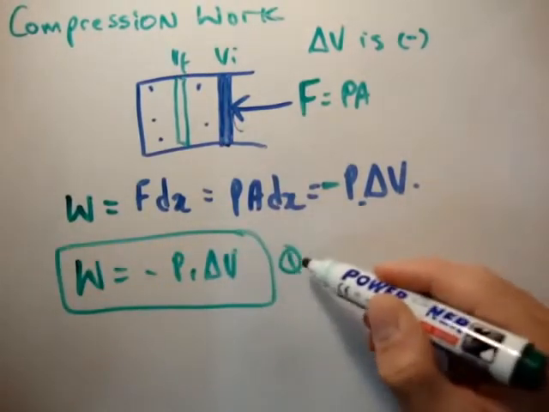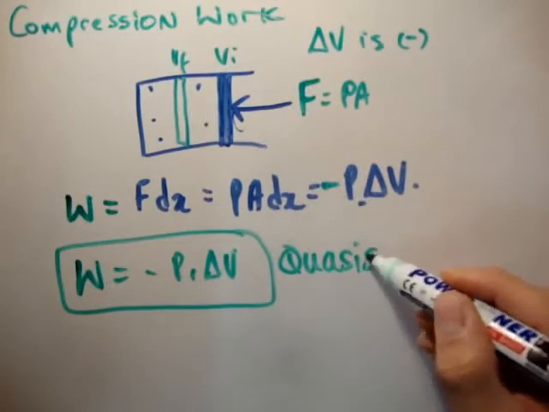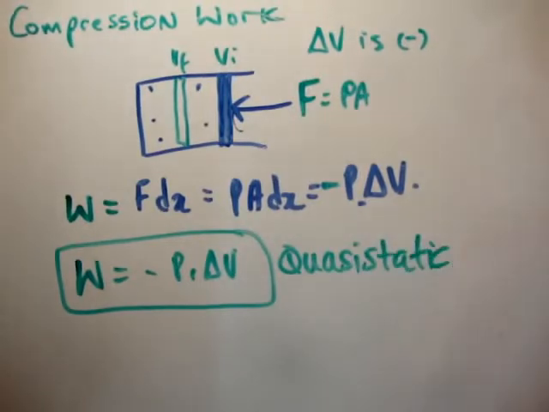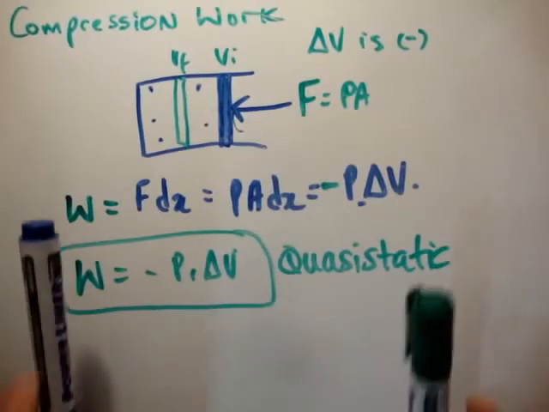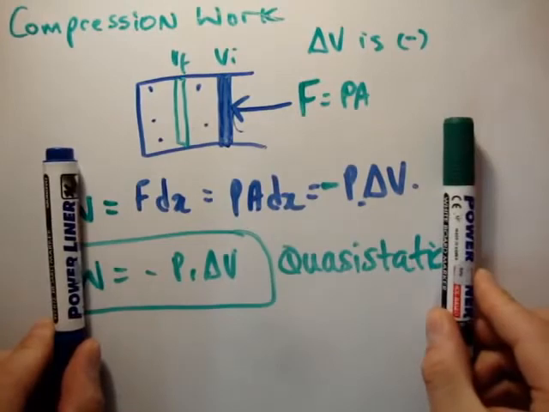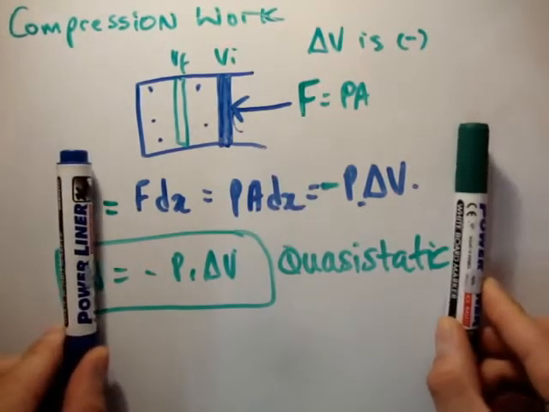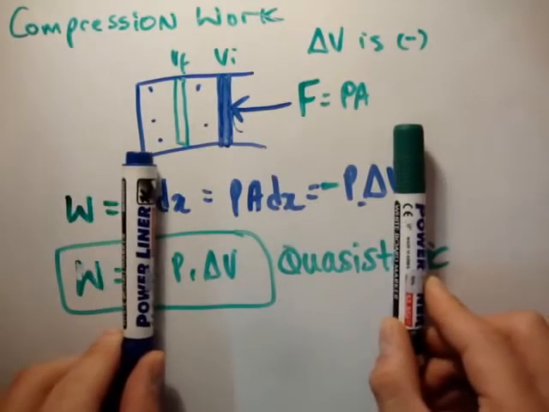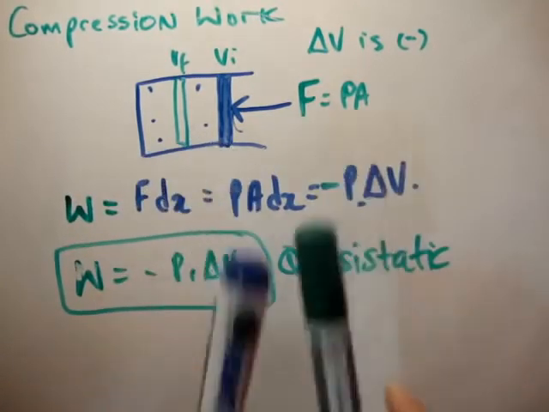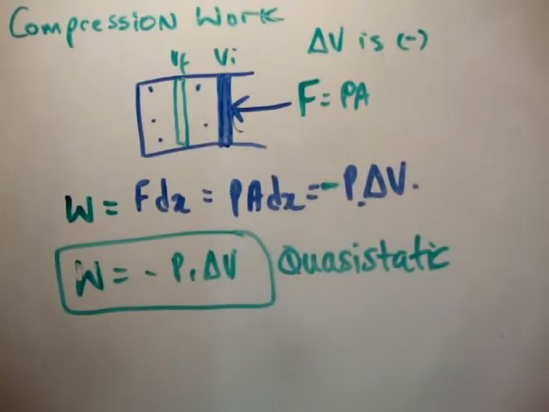Now this is quasi-static. It means that it's done in small infinitesimal steps. If we're compressing it and we don't do this in steps, it wouldn't be infinitesimal. So we would do it in small little steps, and in between each step we would allow our system to come into thermal equilibrium, and that's what quasi-static means. So work done in quasi-static nature is negative P dot dV.